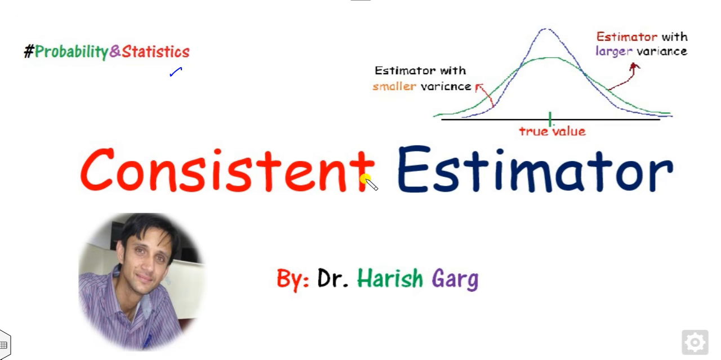Today we will discuss the next property of the point estimator, called the consistent estimator. As the graph likely says, this consistent estimator is nothing but a discussion about the variance. So let's start with this video.